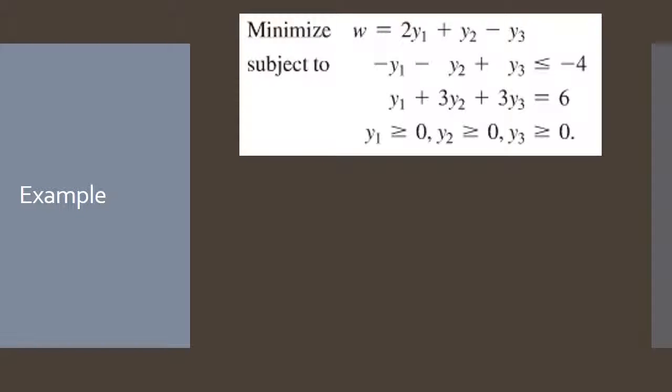Okay, so here's another example. Now we're throwing just about everything at you. We've got a minimization, we've got a negative as the constant in one of our constraints, and we've got an equation. So pause this recording and see if you can make the necessary changes, and resume it to check and see how you did.